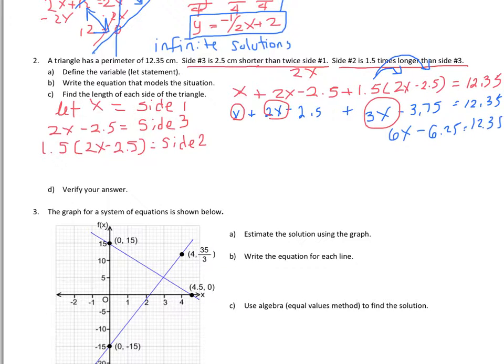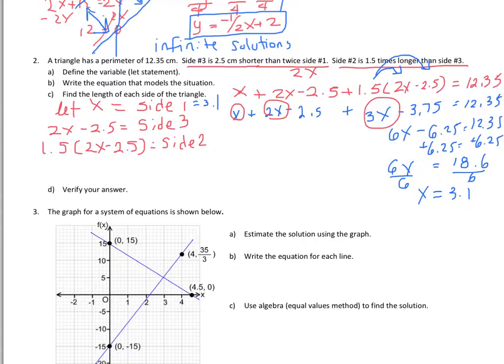Now all that equals 12.35. Well, if I add 6.25 to each side, I get 6x equals 18.6. I divide by 6, and I get x equals 3.1, which means that side 1 equals 3.1.